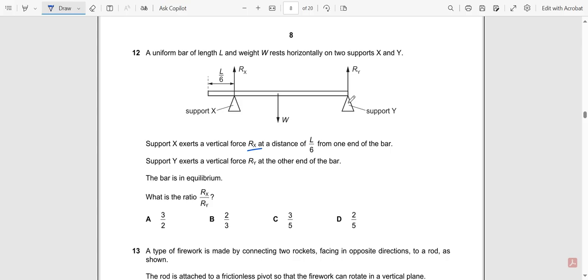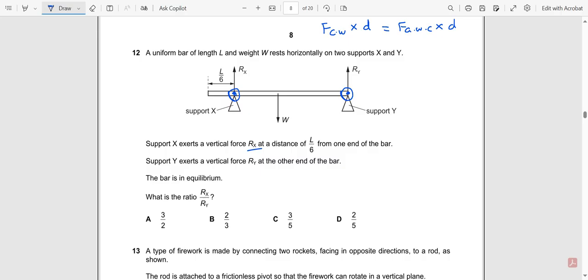How can we determine that? We can apply the principle of moments at the points X and Y. Why do we apply it at these points alone? Because these are the supporting points, so at a supporting point alone you should apply the principle of moments. What is the principle of moments? The total clockwise moment about the supporting point will be equal to the total anti-clockwise moment about the supporting point.